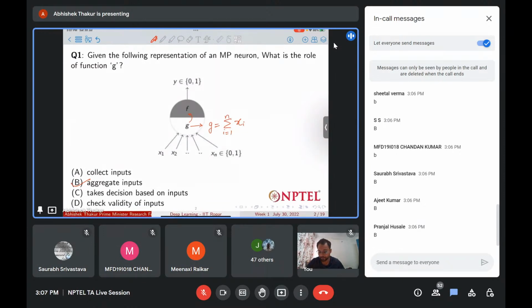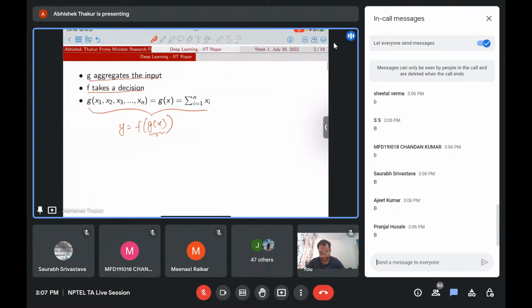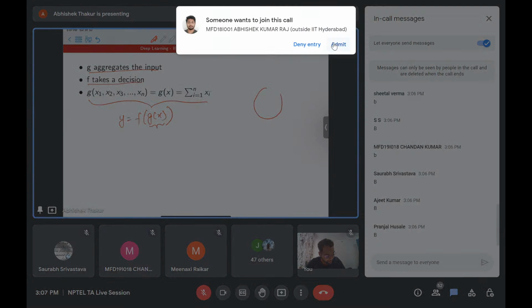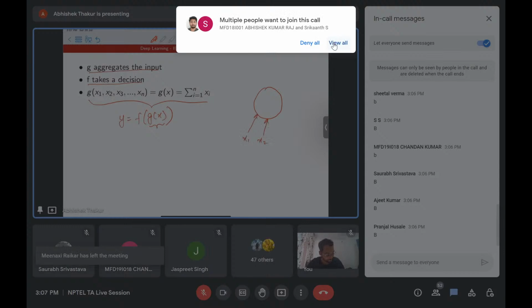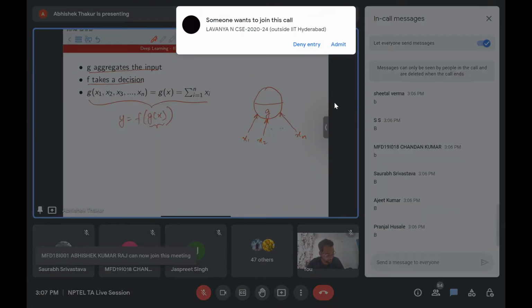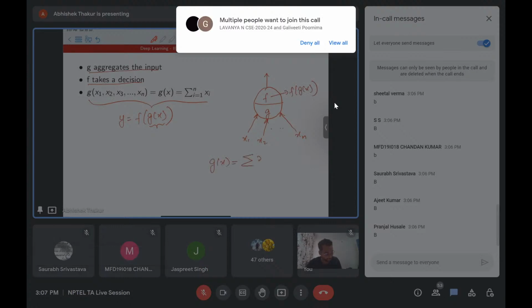This is just a basic McCulloch-Pitts neuron. I will explain it a little. Various inputs are given, x1, x2, and xn. The function g takes all the inputs and gives them to f, and f takes the decision based on g(x). So f is a function which depends on g(x). And what is our g(x) here? g(x) is the summation of xi, i equal to 1 to n.